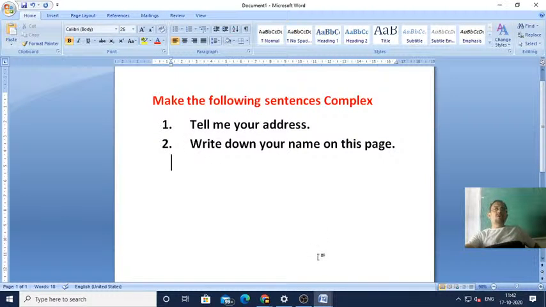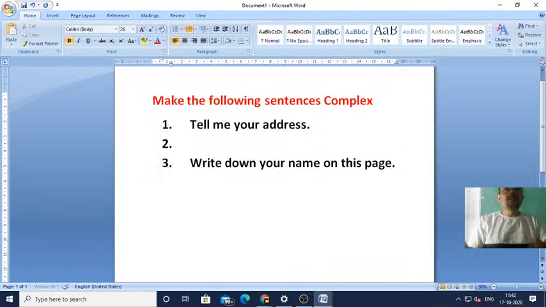Write down your name on this page. So dear students, you might have understood now. This is a complex sentence. See, let me type it for you.